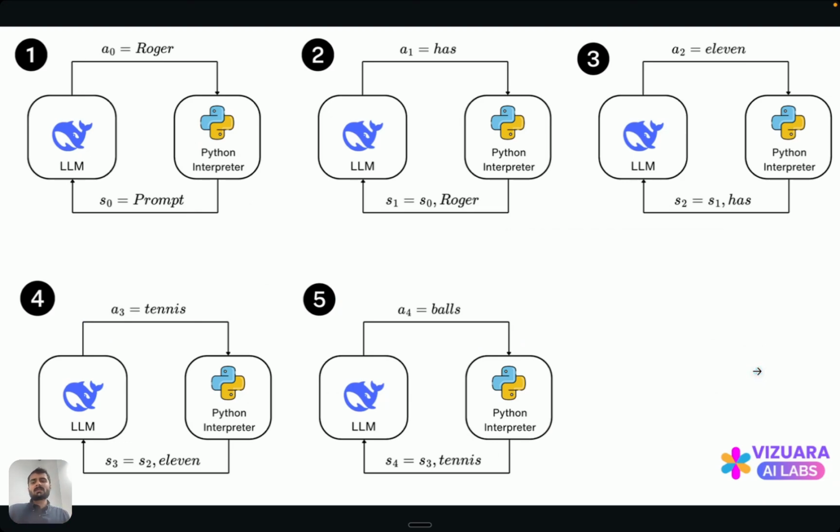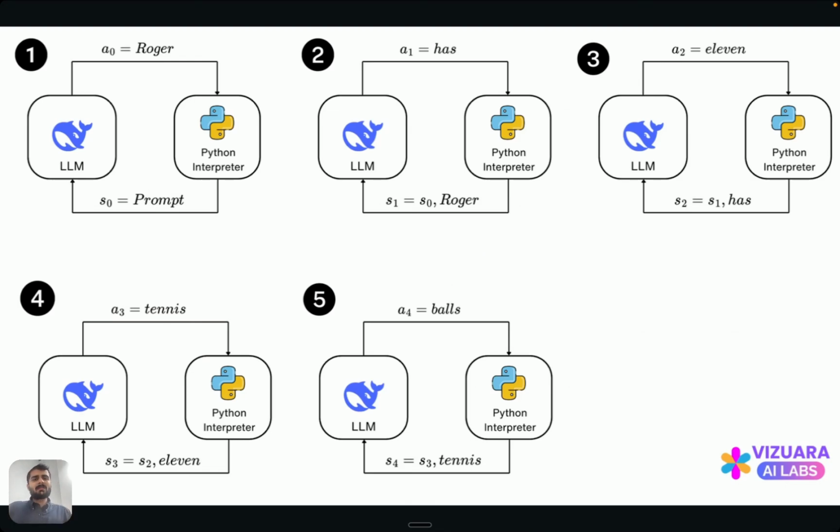Similarly, you can complete this for all the states. State S0 is prompt, state S1 is S0 and Roger, state S2 is S1 and has, state S3 is S2 and 11, and state S4 is S3 and tennis. So basically, whatever action the agent is taking, that action is getting added into the information which the LLM receives for the next iteration. So this is also like an iterative problem where the agent starts from state S0, takes action A0, moves to state S1, takes action A1, moves to state S2, etc.